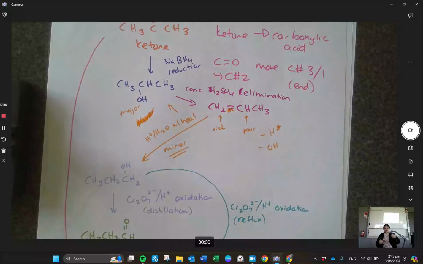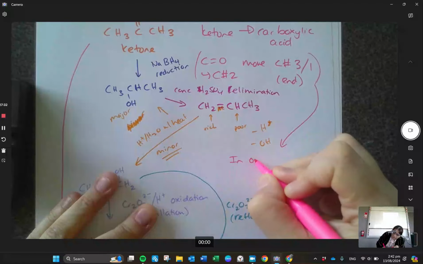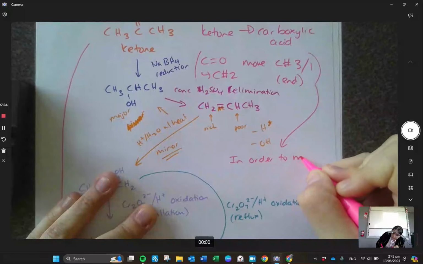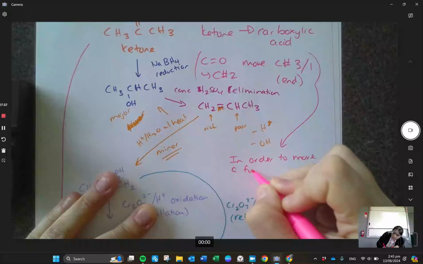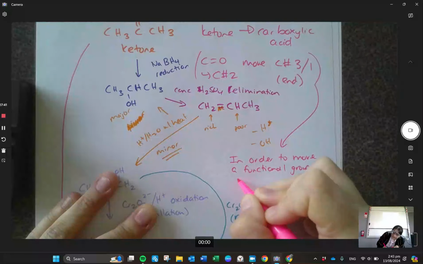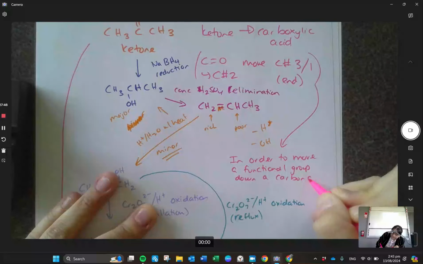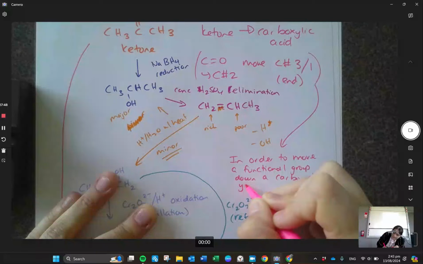So the trick then in this case, in order to move something down the carbon chain, you probably need to go back to an alkene. So I'll write that as a note. So this bit here, in order to move a functional group down a carbon chain, you need to make an alkene.